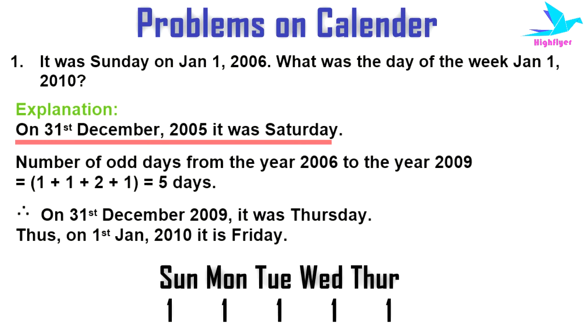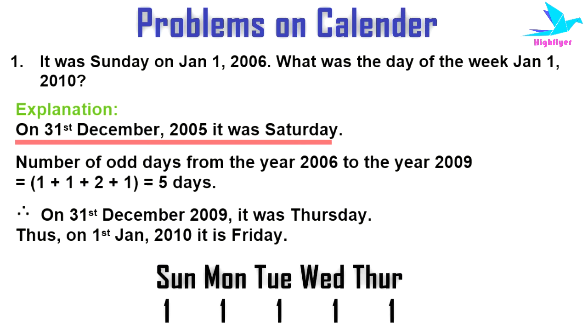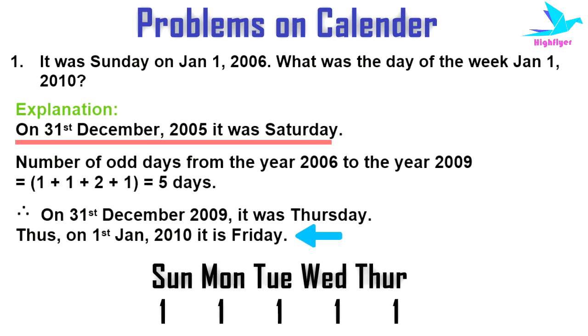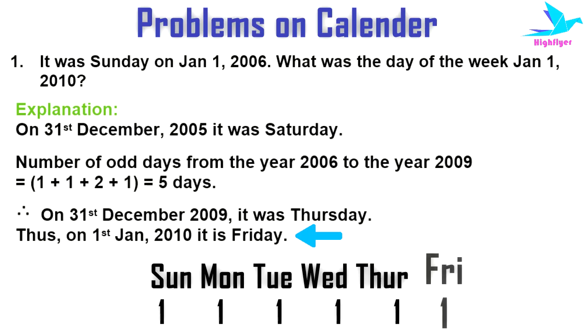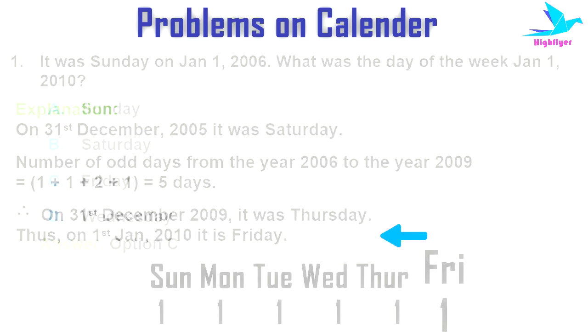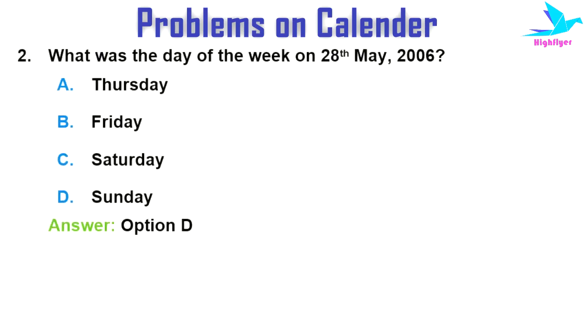Sunday, Monday, Tuesday, Wednesday, and the 5th is Thursday. So 1st of January 2010, which comes one day after this, will be a Friday. Next question. What was the day of the week on 20th May 2006? The options are Thursday, Friday, Saturday or Sunday. The right option is option D, Sunday.